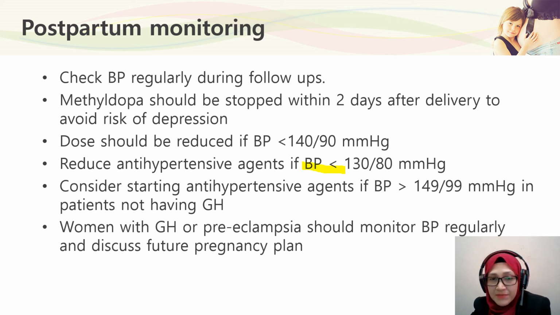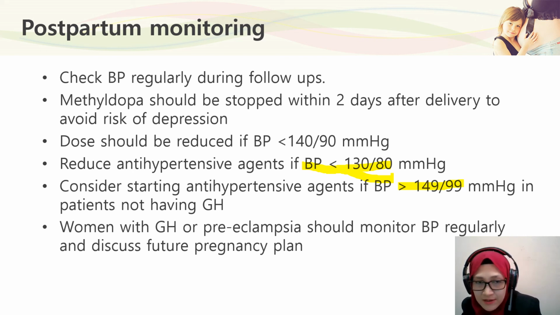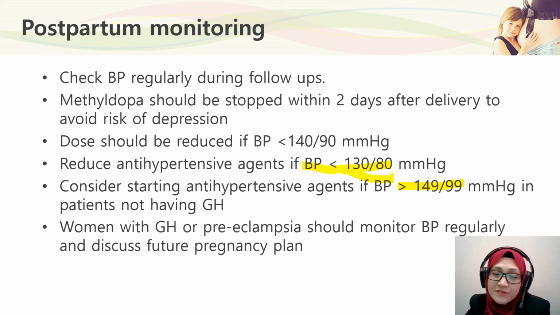And once the BP is less than 130, we can reduce or consider stopping. Consider starting antihypertensive agent if BP is more than 149/99 in patients not having gestational hypertension. So this is when the patient did not have hypertension, but postpartum they start to have an increase in BP, they should be diagnosed with hypertension and undergo further follow-up. Women with gestational hypertension and preeclampsia should be monitored for BP regularly and discussed for future pregnancy plan.